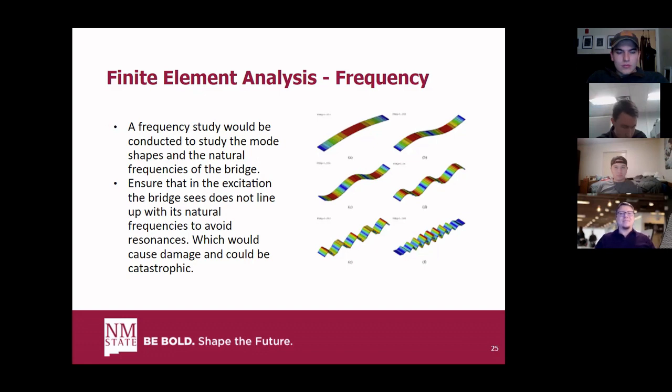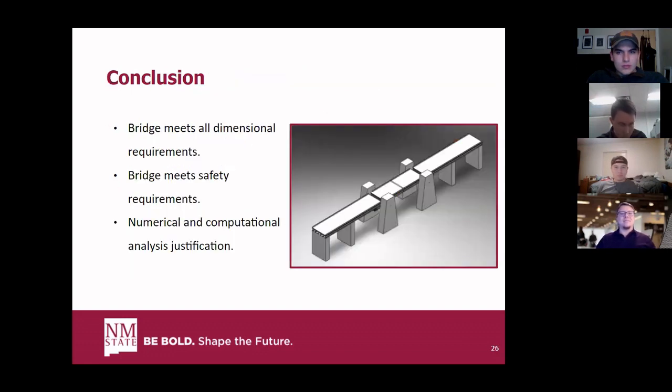And then the next slide is going to be our conclusion, and that's going to round out this presentation. We've justified that our bridge meets the requirements, the dimensional requirements, as well as the safety requirements, and we used numerical and computational analysis for the justification of that.